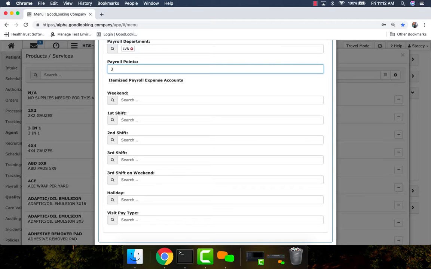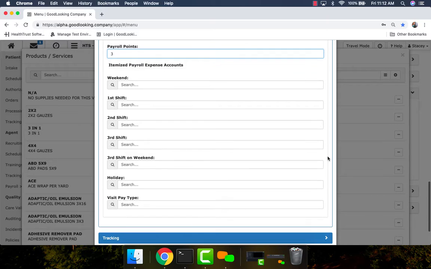So instead of treating a routine visit the same as an evaluation visit, we can give more points to the evaluation visit because we think it's going to take longer. So it just gives you more advanced scheduling capabilities.